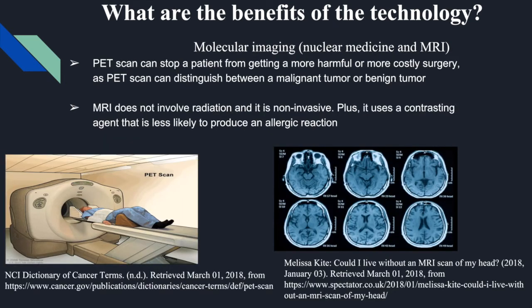Let's continue with the benefits of this technology. For nuclear medicine, we're going to be focusing on PET scans and MRIs. PET scans can help stop a patient from getting more harmful and more costly surgery. Also, they can help tell the difference between a malignant tumor and a benign tumor. MRI does not involve radiation, as it is a non-invasive procedure. Also, it uses a contrast agent that is less likely to produce an allergic reaction. You can see a picture of a PET scan on the left and a brain MRI on the right.